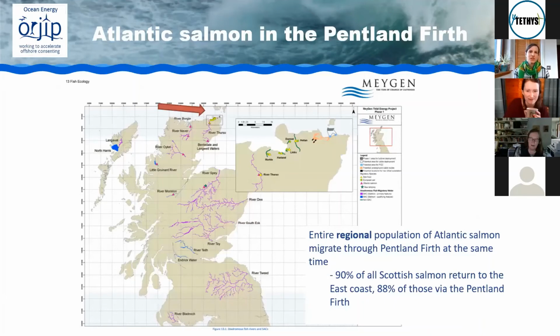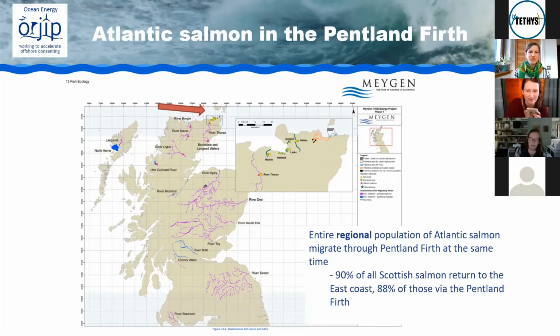So just a quick note to talk about Atlantic salmon in the Pentland Firth. In the MeyGen environmental statement, the collision risk modelling was carried out on Atlantic salmon for a couple of different reasons. First of all, there was no specific fish ecology survey done in the MeyGen environmental work. However, most data was available for Atlantic salmon of the majority of fish species. And also, the entire regional population of Atlantic salmon migrates through the Pentland Firth, so about 90% of all Scottish salmon return to the east coast.